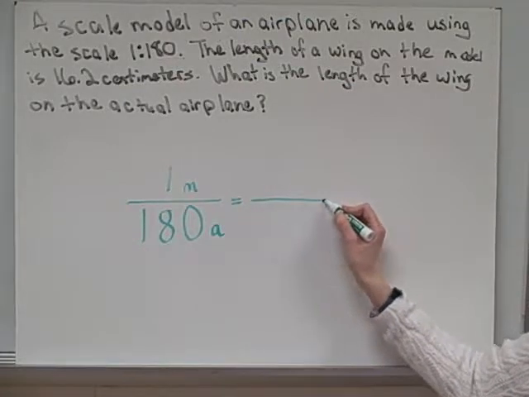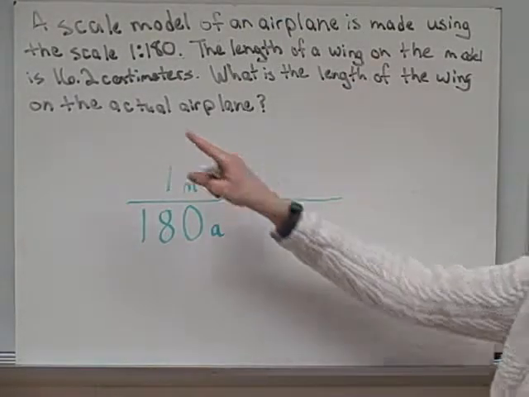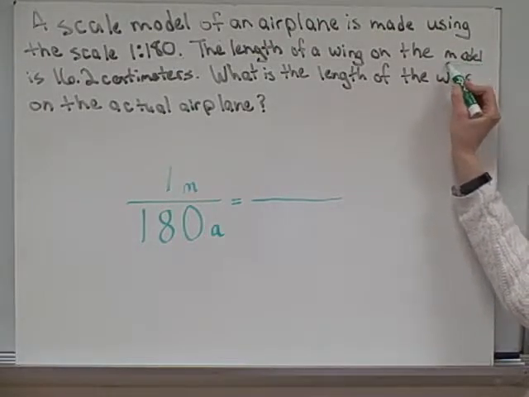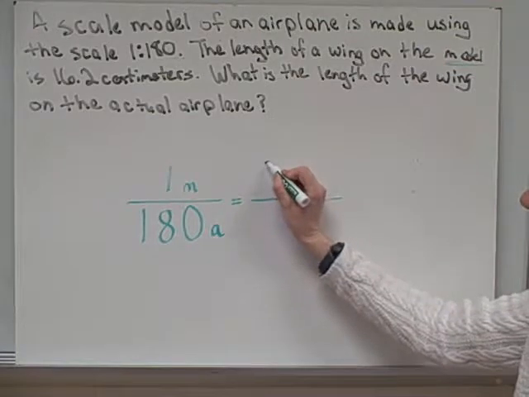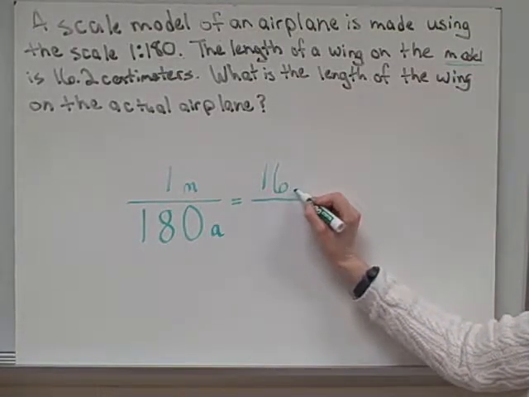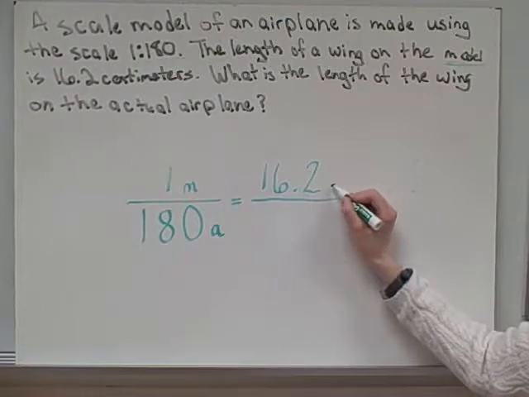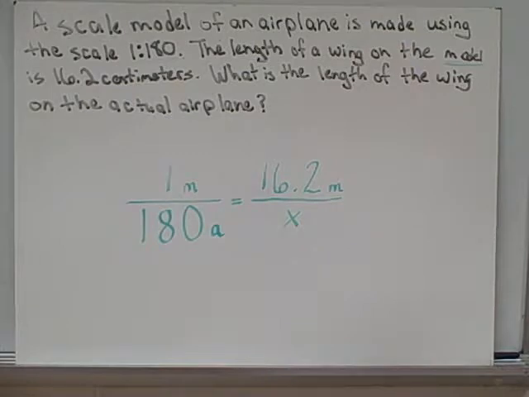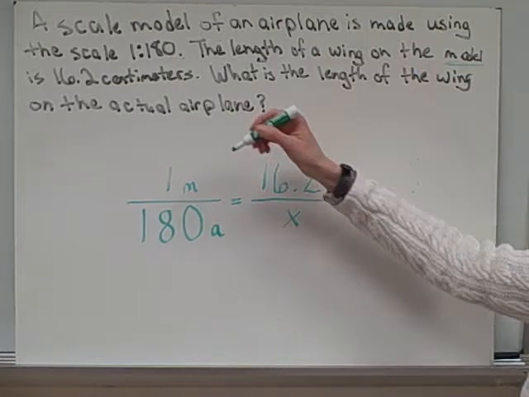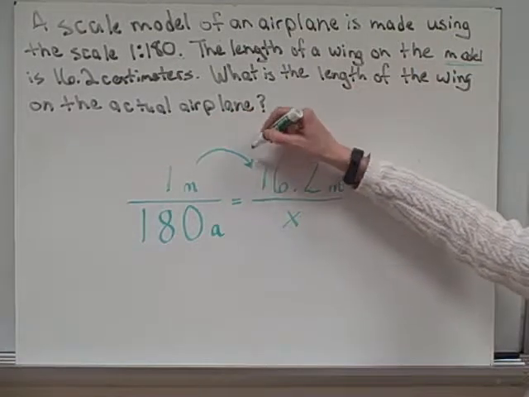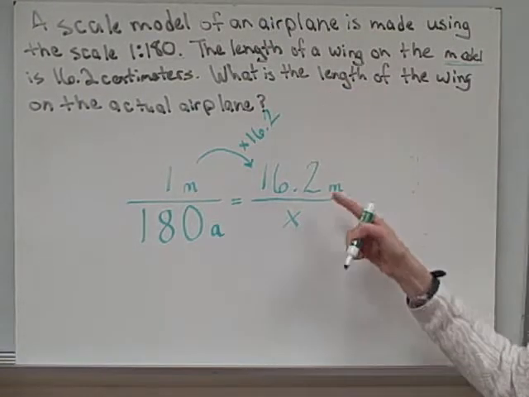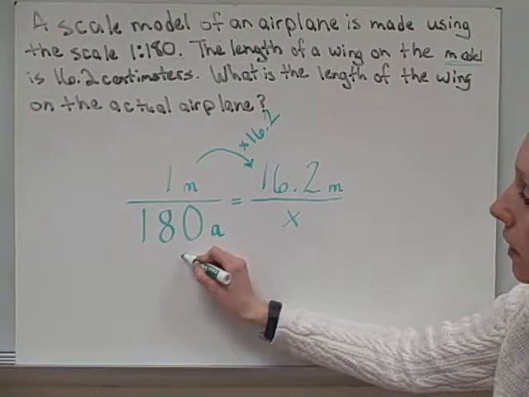Equals, on the other side, I need to figure out where to put the 16.2 centimeters. That is representing the model airplane. That means it has to go on the top, the numerator. And I'm trying to figure out X. You can cross multiply. There's several ways to solve for it, but I see an easy way using scale factor because I know that 1 times 16.2 is 16.2. So I can do the same thing on my denominators.